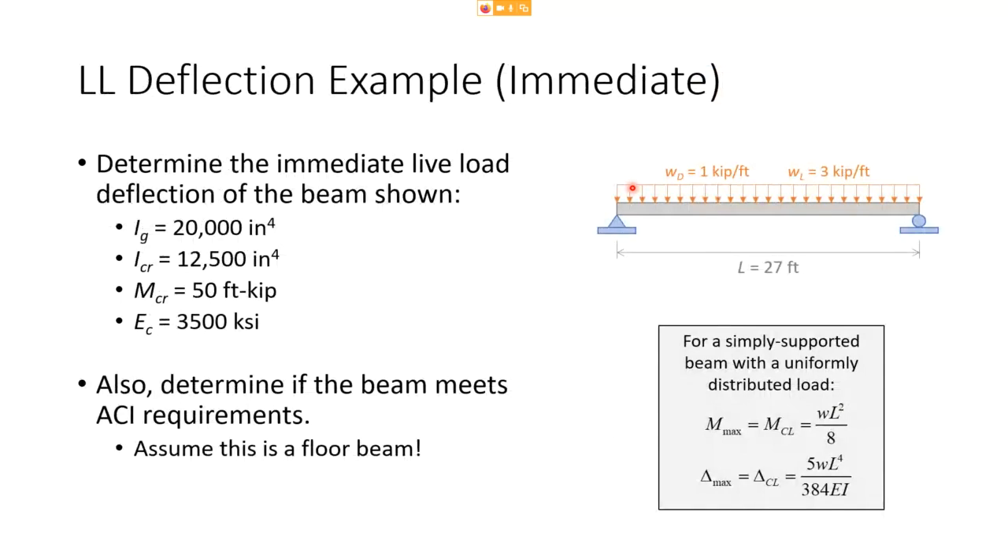With that, I want to get right into an example and have this be our focus of today's lecture. So I have a beam with a projected live load. We're going to assume the self weight is accounted for, so we don't have to worry about it. You couldn't compute it anyways because I didn't give you any of the dimensions. But let's take a look at the problem. We have to determine the immediate live load deflection of the beam shown.